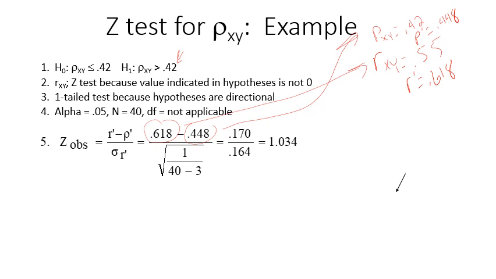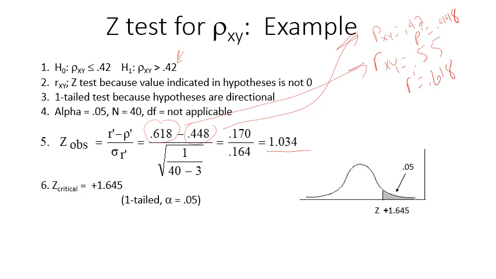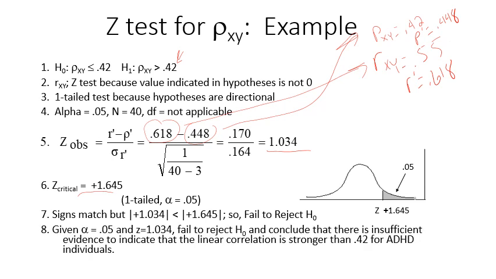Again, you have to use the Fisher's r to z transformation table, and we get an observed value of 1.034. You have to find the z critical value. It's a directional z-test, so it is 1.645 with an alpha of 0.05. The signs match, but 1.034 is less than 1.645. Therefore, we would fail to reject H0, very similar to previous problems in how we'd write it up, insufficient evidence.